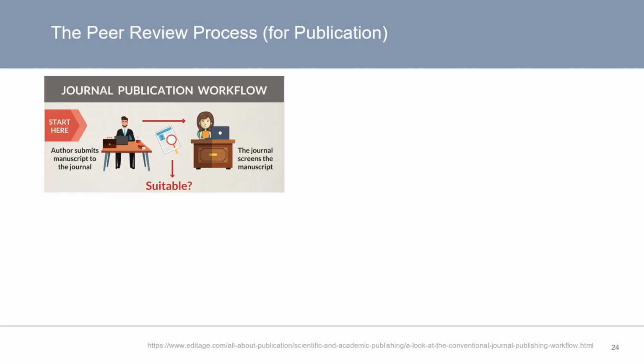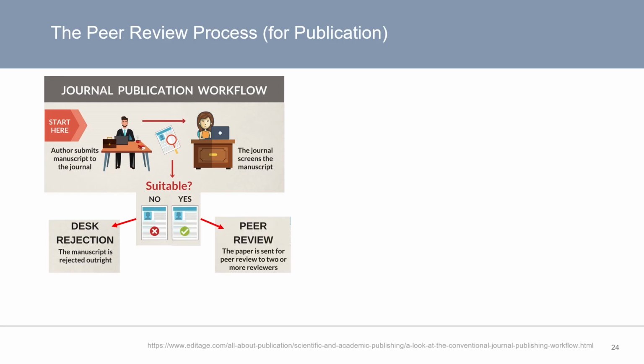So now let's take a look at the peer review process for publication. This starts with the author submitting their manuscript to a journal. This typically goes to an editor of the journal who determines whether the manuscript is suitable in terms of formatting, interest, topic, and basic quality. If it's deemed not suitable, this is called a desk rejection. In this case, the manuscript can be returned to the authors in a matter of days or weeks.